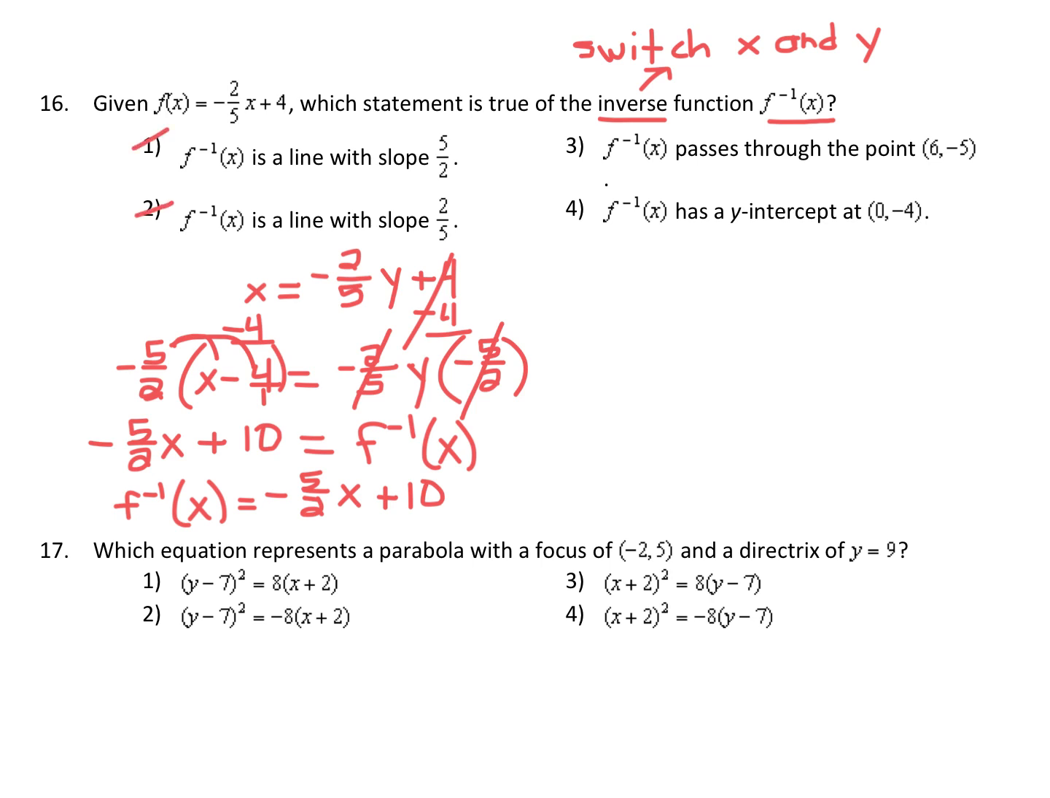All right, I'm going to jump over here to choice 4. It says it has a y-intercept of (0, negative 4). Well, here, this is our y-intercept. It actually has a y-intercept of (0, 10), not (0, negative 4). So that one's not true either.